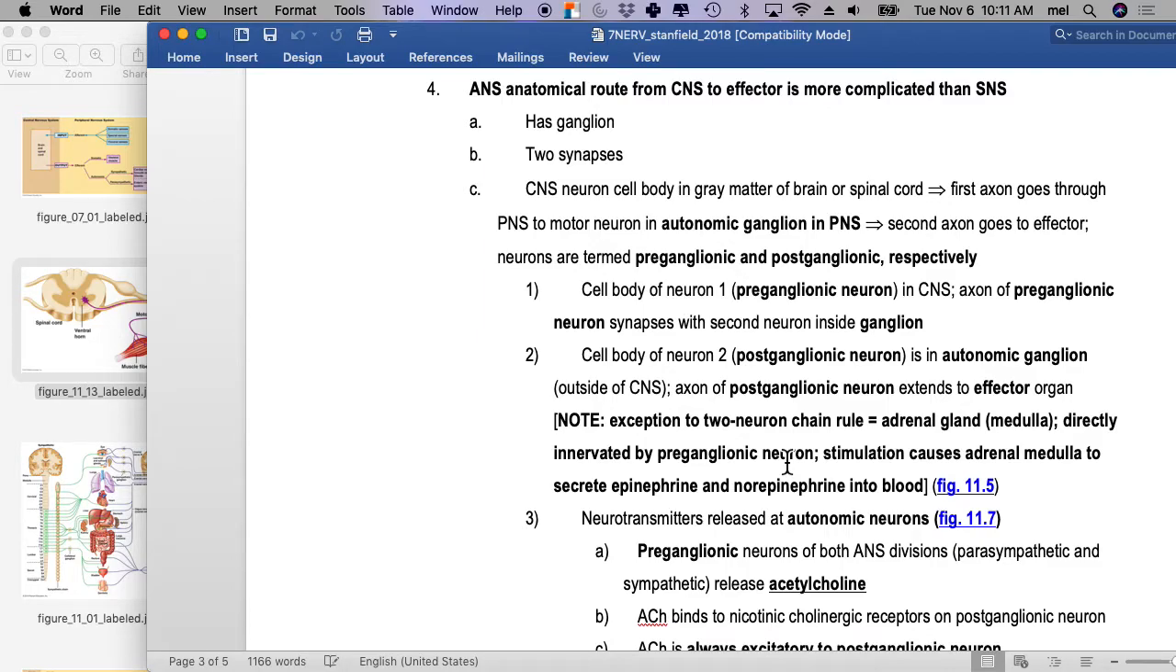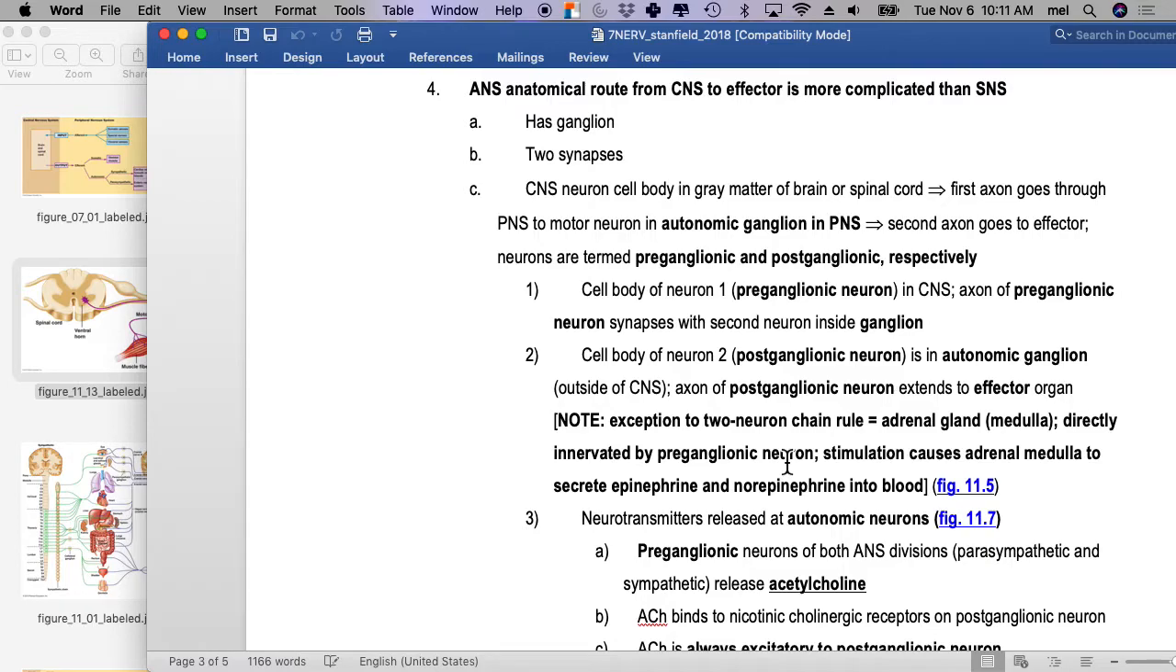With the sympathetic nervous system, guys, it's going to synapse in a ganglion very close to the first one because I have a really short preganglionic axon. And then I'm going to go to the effector. When you have neuron cell bodies outside of the central nervous system, they're in little blobs called what? Ganglia, yeah. So this is a ganglion.